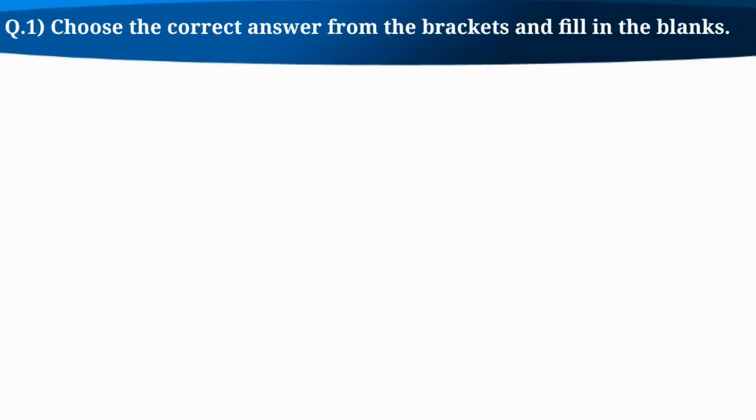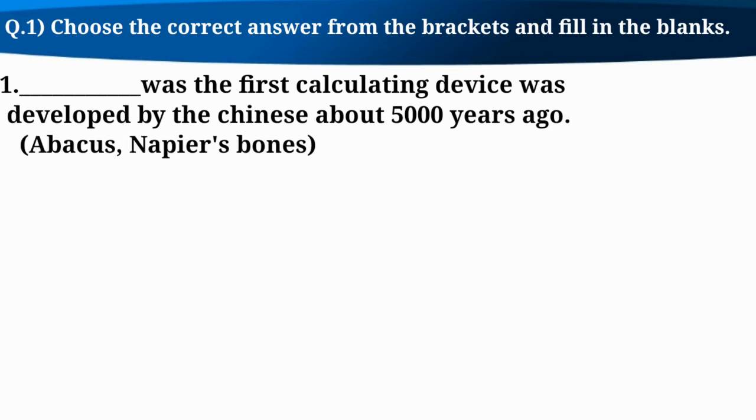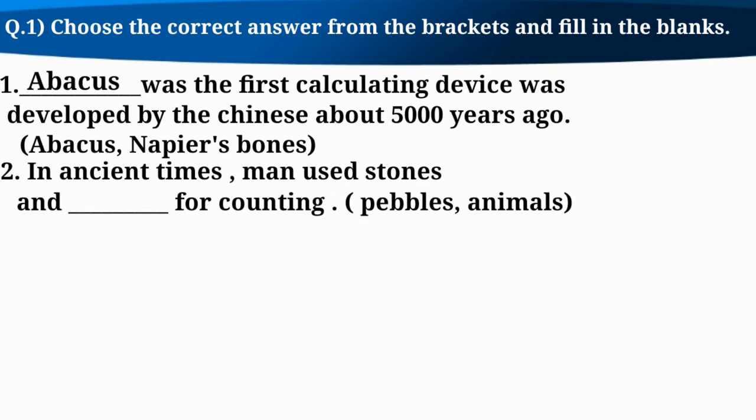Exercise question number 1. Choose the correct answer from the brackets and fill in the blanks. First question, dash was the first calculating device developed by the Chinese about 5000 years ago. So students, what answer will come? Abacus or Napier's bones? Yes, very good students. Abacus. Now, second question. In ancient times, man used stones and dash for counting. So students, what answer will come? Pebbles or animals? Yes, correct. Pebbles.